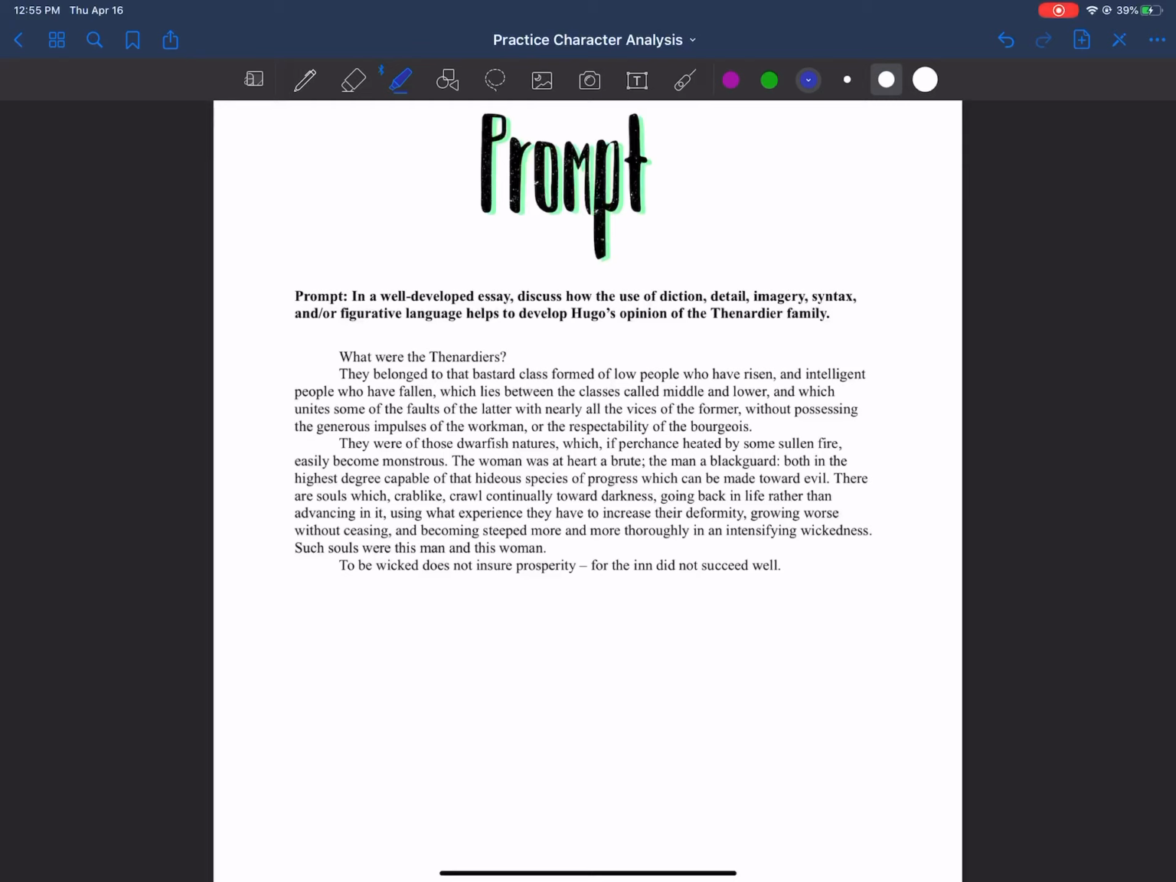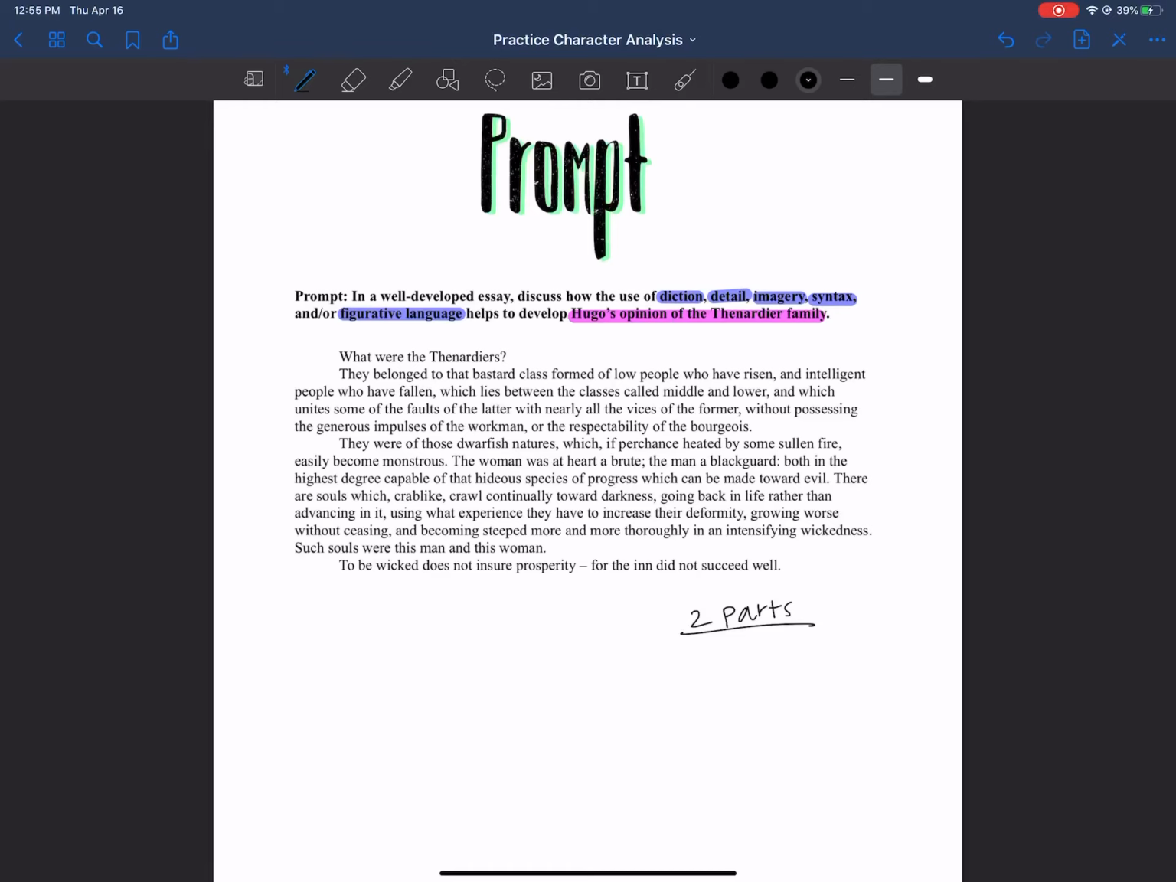The first part, and the thing that I have to organize my paper around, is the author's devices. So in this case, we have a few listed: diction, detail, imagery, syntax, and figurative language. And then the other part is, how does Hugo feel about the Thénardier family? Okay, so let's write that down here. We know we have two parts that we will have to answer throughout the entire essay.